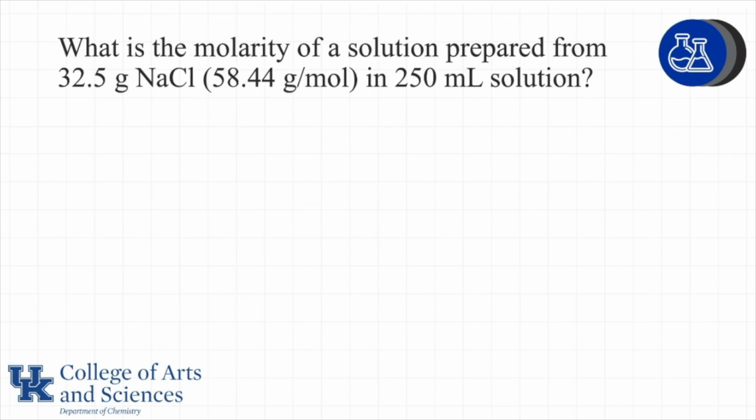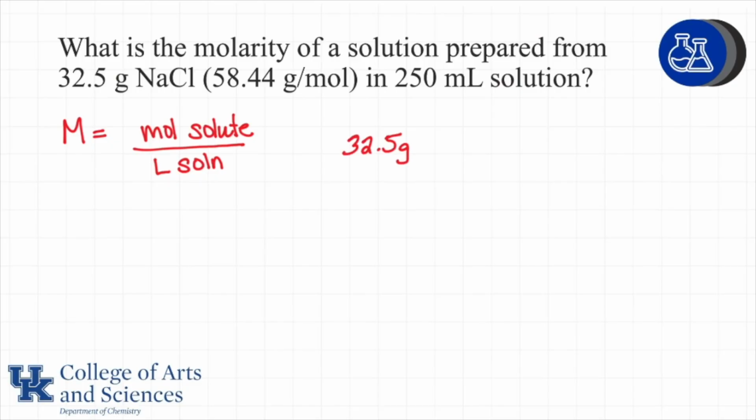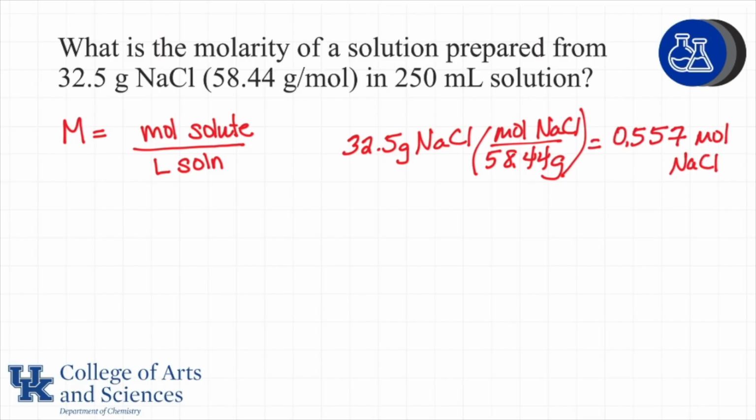What is the molarity of a solution prepared from 32.5 grams of NaCl in 250 milliliters of solution? Unlike the previous problem, we aren't given moles and liters. We're given grams and milliliters. So there are additional steps that we need to do before we can find the molarity. Molarity equals moles of solute over liters of solution. We need to take the mass of our solute, 32.5 grams of NaCl, and we're going to use our molar mass, 58.44 grams per mole of NaCl, to find the moles of NaCl.